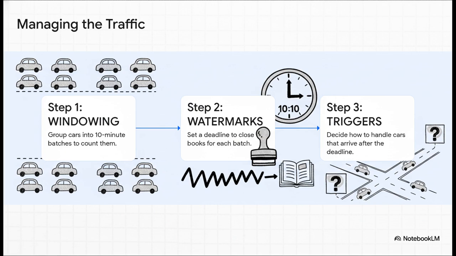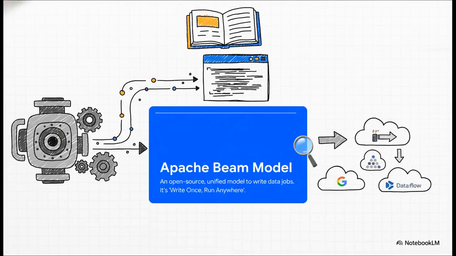And finally, you've got triggers. These are just the rules for what to do when a car shows up late. Do we count it? Do we put it in the next batch? Triggers decide. Now, under the hood, Dataflow is actually powered by something called the Apache Beam model.